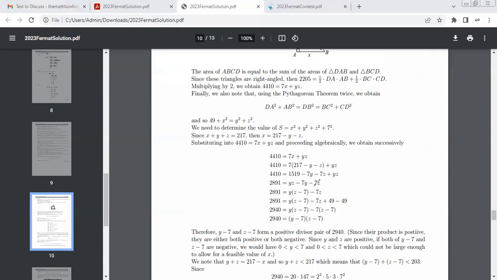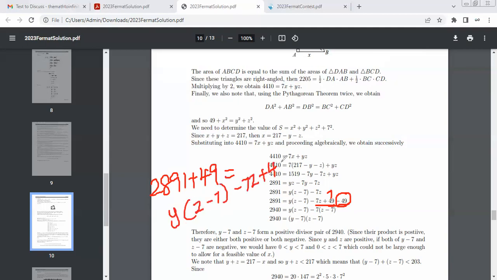For simplifying it, we are just adding and subtracting 49 here, so that you can factorize this. We do have minus 7z already. So this would be positive 7, and you just have to take this 49 to the other side. It becomes 2891 plus 49 is equal to y times z minus 7, minus 7z plus 49. And this sum would be 2940 is equal to y times z minus 7.